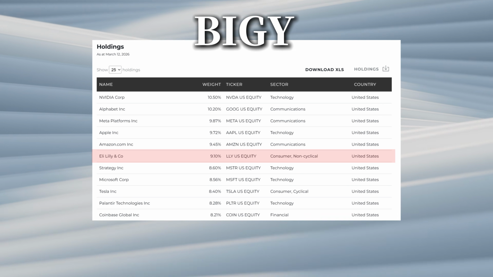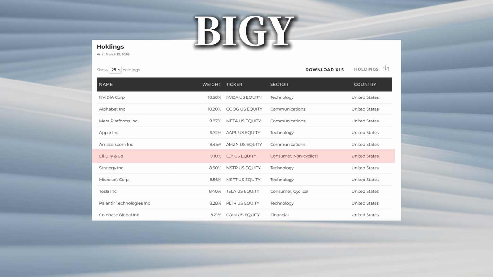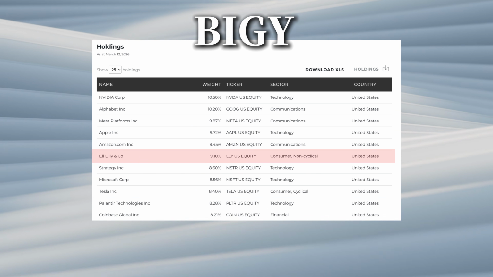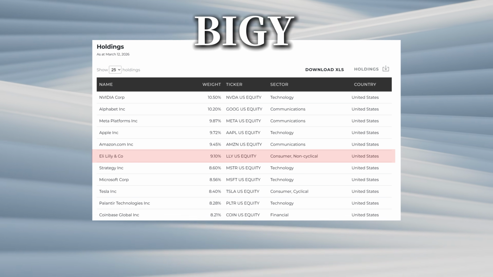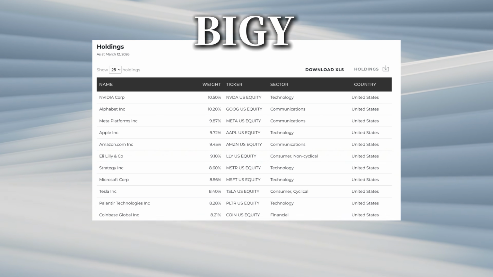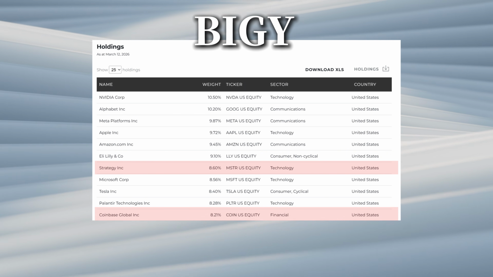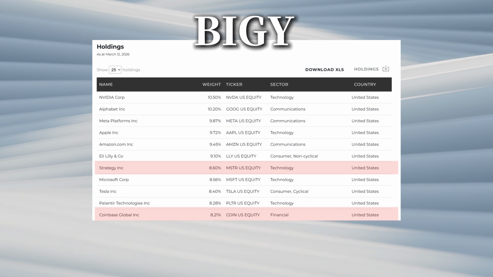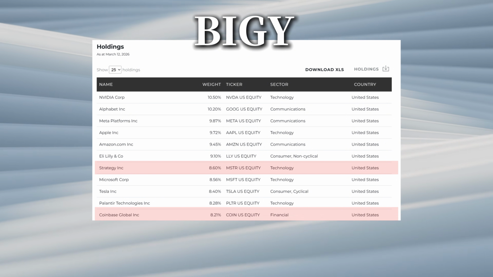In BIGI, they've added pharmaceutical giant Eli Lilly, which diversifies the portfolio slightly away from pure tech. But the core remains the same: the Magnificent Seven, Palantir, and nearly 20% crypto exposure. Given that Bitcoin has bounced back from the $60,000 range to over $70,000, if you are still bullish on tech and digital assets, BIGI might not be a bad idea right now.